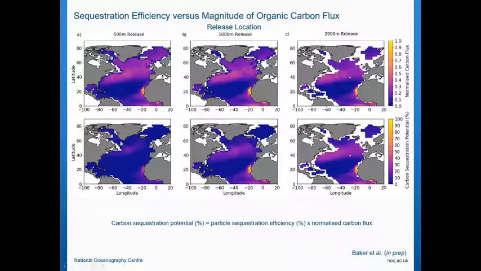Even though the fluxes are much higher at 500 meters, the potential for sequestration is much lower due to the lower efficiencies, whereas by 2000 meters, you can see this plot pretty much mirrors the normalized carbon fluxes, and the sequestration efficiency is quite high, and so you have a higher potential for carbon storage.